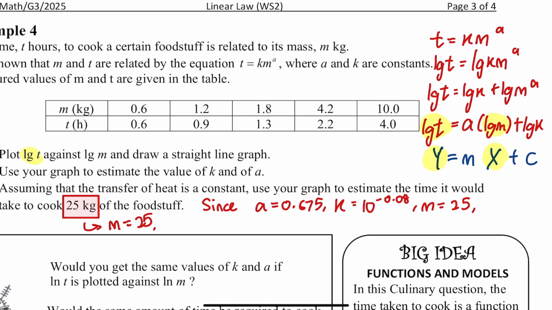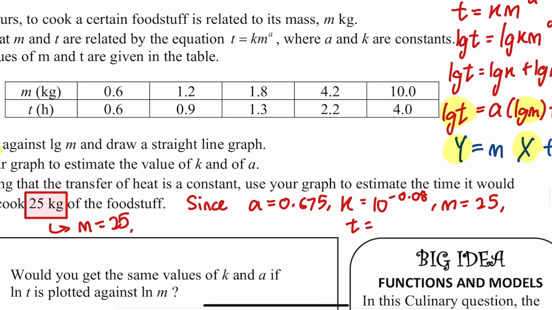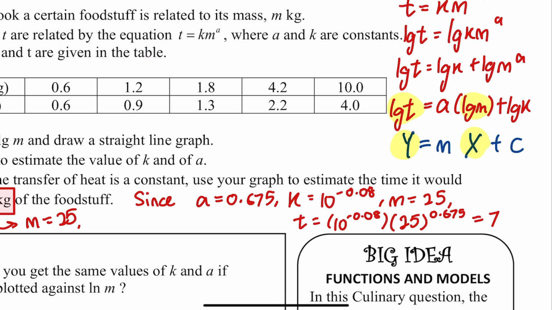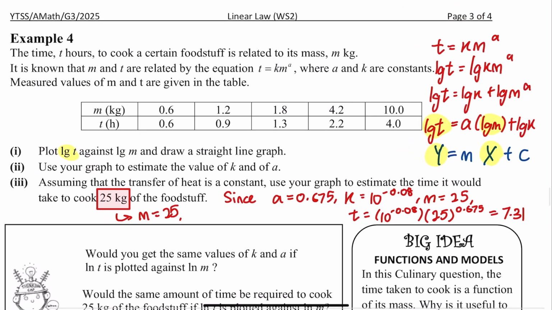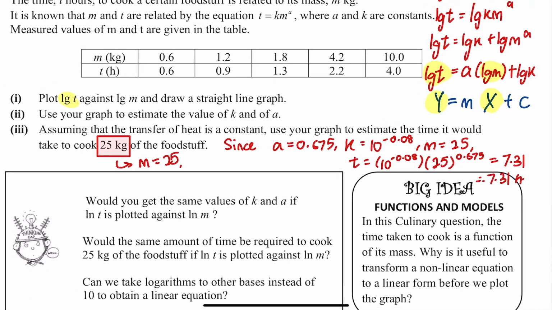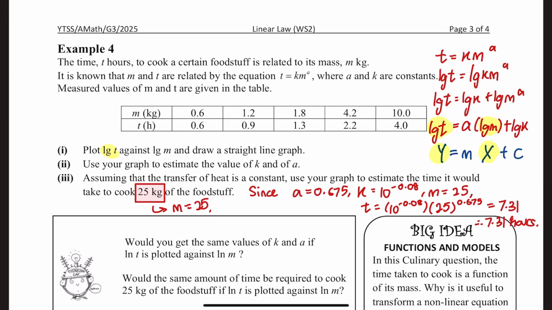How do I solve for T? T is given by this equation here. So therefore, very simply, T is equal to 10 power negative 0.08 times M, 25 power 0.675. Press this in your calculator, you should get a final answer of 7.31. And take note, time T is given in hours, the units. So therefore, answer the question. Therefore, it takes 7.31 hours to cook 25 kg of the foodstuff. Alright, and this is the last part of example 4.